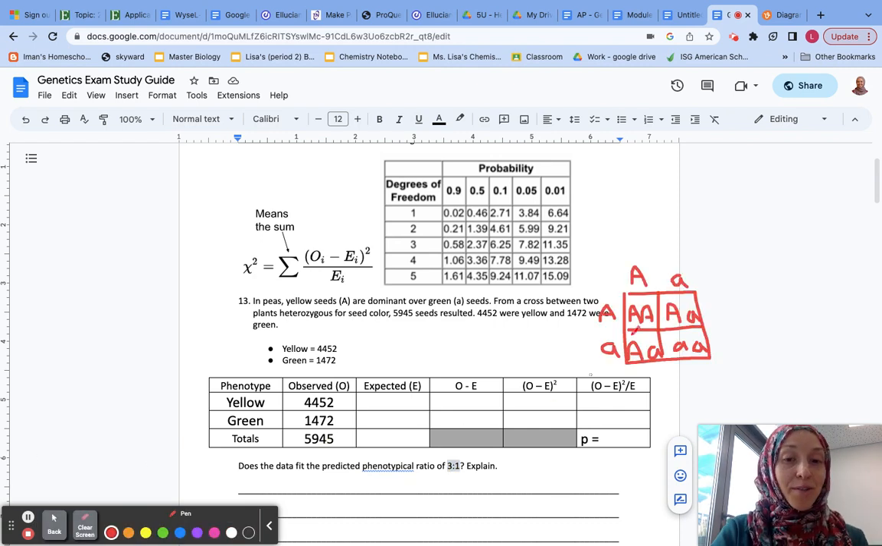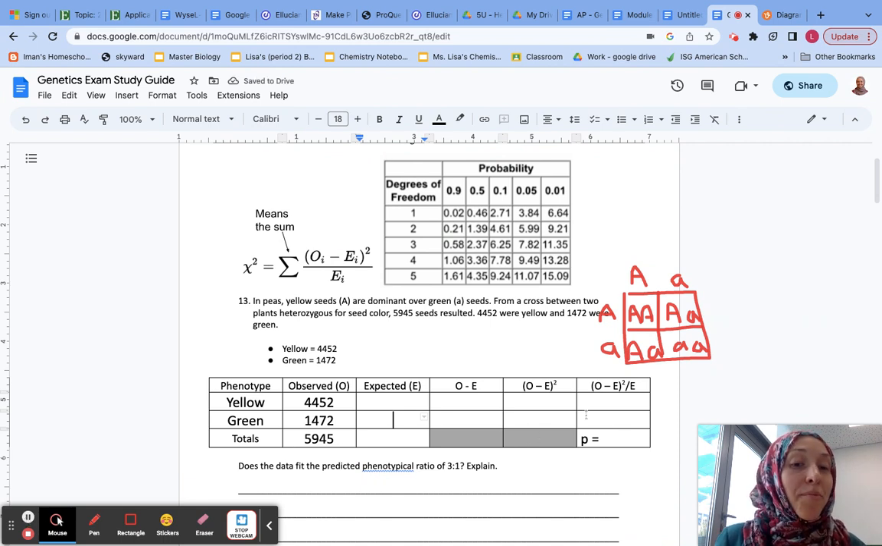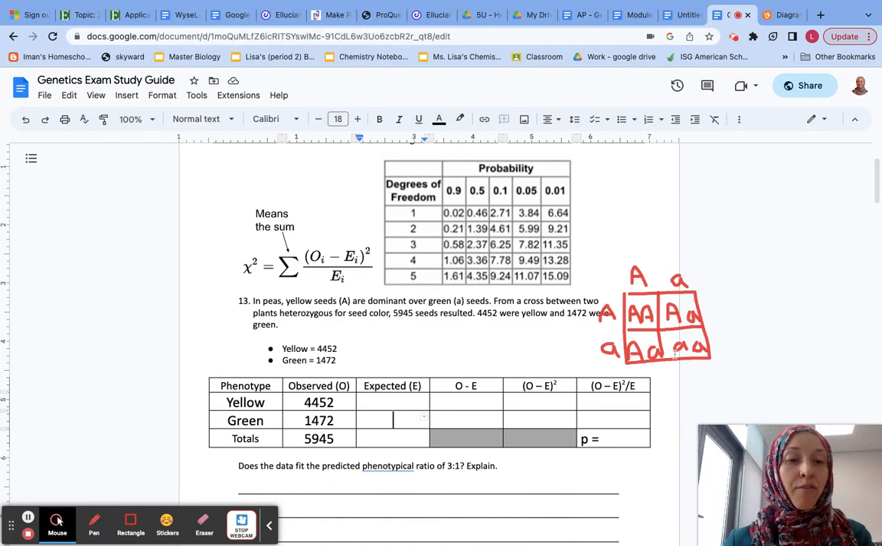Okay, so I did the Punnett square here. It said that we have two plants heterozygous. So I'm crossing two plants heterozygous. I see that 3 display the dominant phenotype of yellow, and 1 out of 4 display the recessive. Okay, so I now made my Punnett square. It said it was a cross between two heterozygous individuals. So I did that Punnett square. I see I have 3 out of 4 that would display the dominant yellow trait, and I would have 1 out of 4 that would display the recessive green.